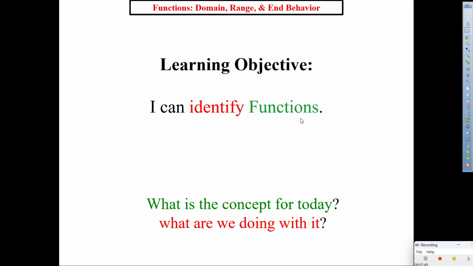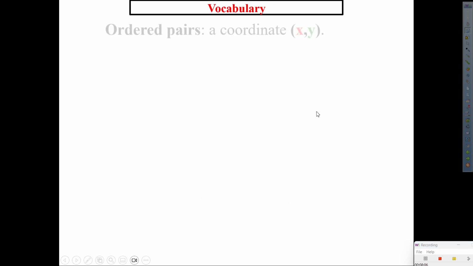Here we go. I can identify functions. By now, like I said, we already did the introduction of functions. You already have the notes. We don't need a FAIR model. And we talked about some vocabulary, ordered pairs, X and Y.